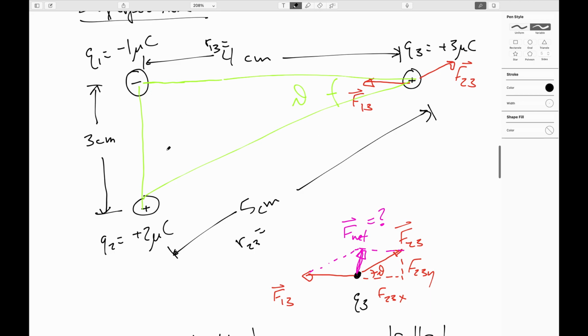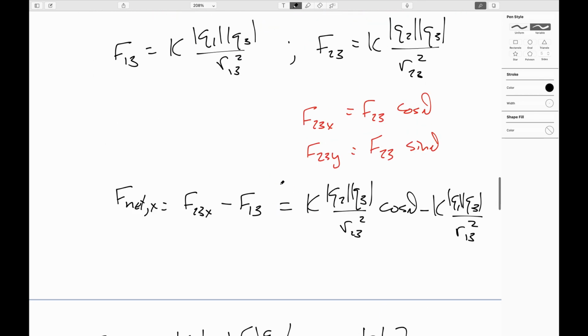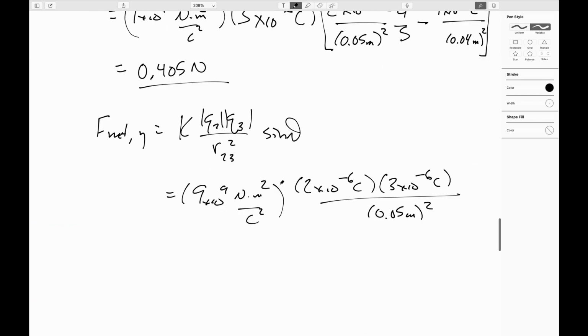And then for my sine of theta, I go back and look here. Sine is opposite over hypotenuse, SOHCAHTOA. So that's 3 centimeters over 5 centimeters, which gives me 3/5. So we'll just say times 3/5. And that turns out to be 12.96 newtons.